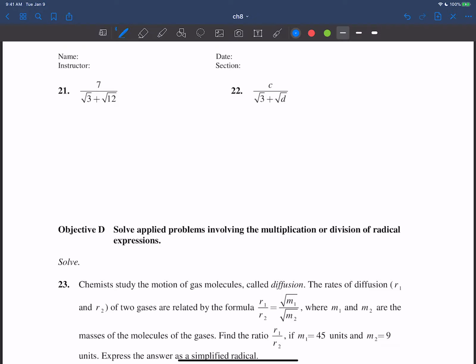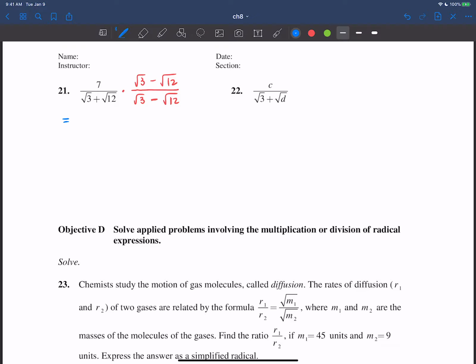Number 21, 7 over radical 3 plus radical 12. This time we have two radical numbers in the denominator, radical 3 and radical 12. To get rid of this denominator, we need to multiply both top and bottom by something called the conjugate. Conjugate by definition, you will use the same radical numbers, radical 3, radical 12. Instead of having a plus in the middle, you will do the opposite, which is minus. And you have to do the same thing on the top as well.